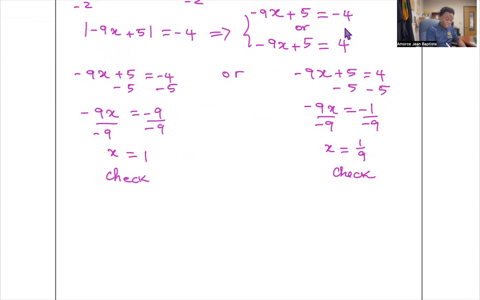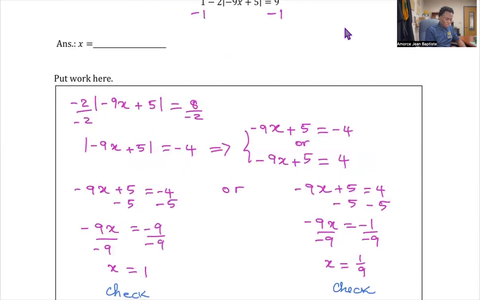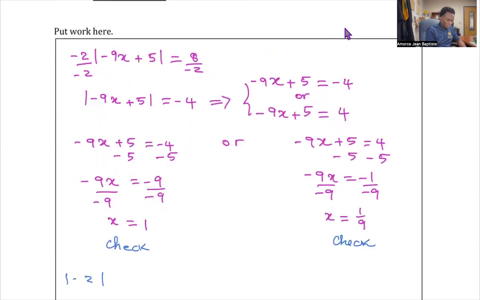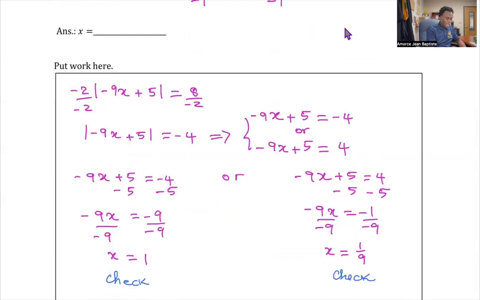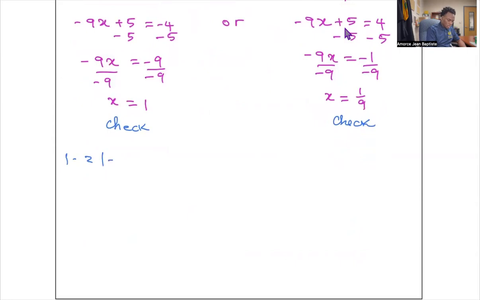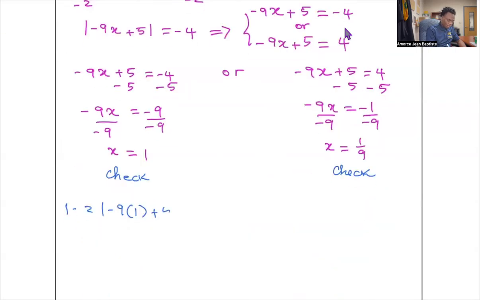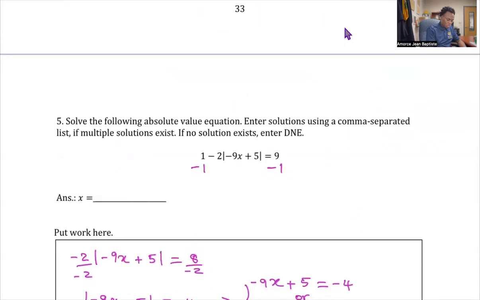One of them or both of them can be extraneous. So we have absolute value of, well, actually 1 minus 2 absolute value of -9 times 1 plus 5 equals 9.